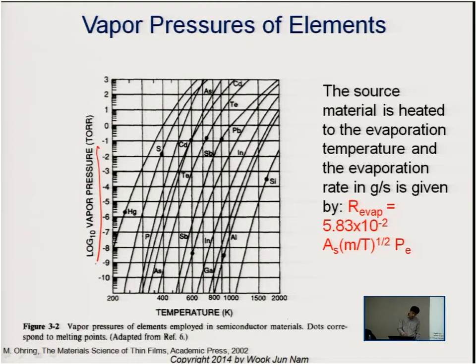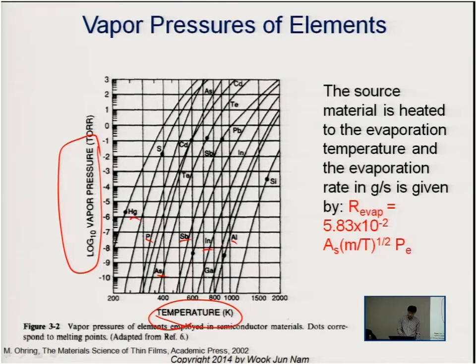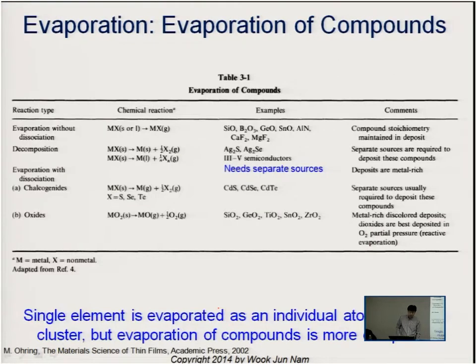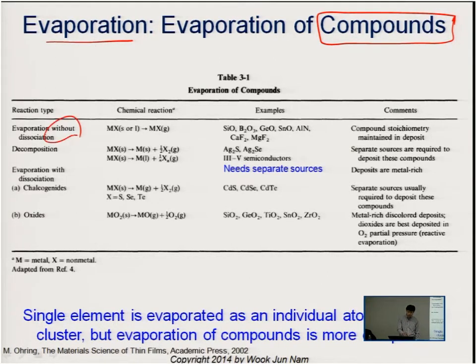And this is the vapor pressure based on the temperature. As you can see, all these different materials have different vapor pressures at different temperature conditions. That can be a problem when you deposit compound materials using evaporation. Depending on the material, some compounds evaporate as a compound, so in that case there's no problem matching the stoichiometry of your deposited film.